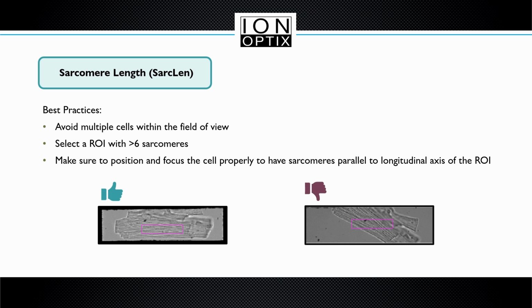3. Have a proper cell positioning. Position the cell in a way that its sarcomeres are parallel to the longitudinal axis of the ROI. Ensure the cell is well focused to achieve a single red peak as demonstrated earlier. And 4. Green line placement should be as we discussed previously. Ensure that your green lines are correctly positioned to define the scanning boundaries for the ROI. By following these guidelines, you can enhance the accuracy and reliability of your sarcomere length measurements.